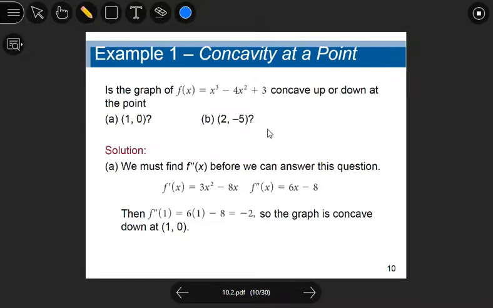So look at this example. First, the graph is given from this function. Is it concave up or concave down at the point? First we need to find the first derivative and then the second derivative, then plug the point into the second derivative, so you obtain -2. So the second derivative is negative, which means it is concave down at this point (1, 0).